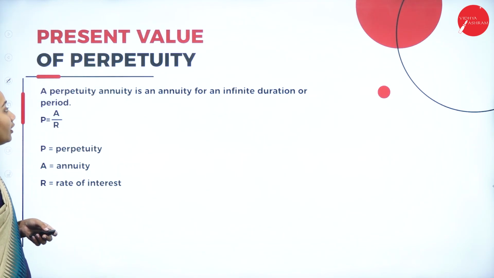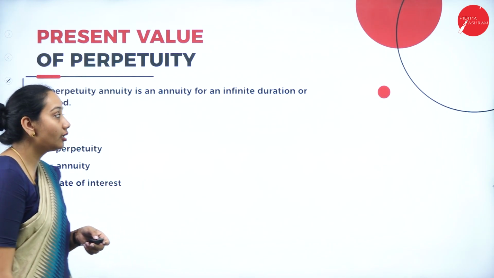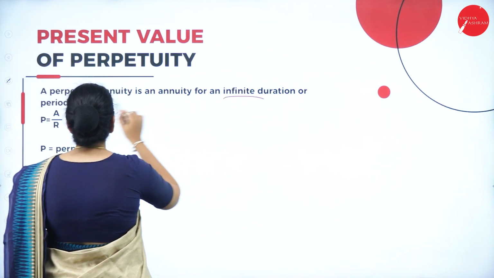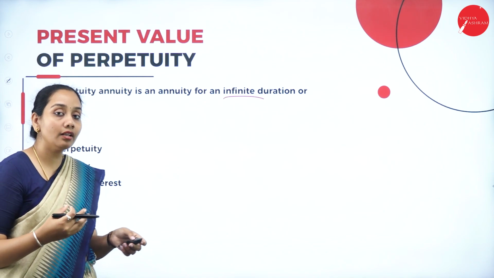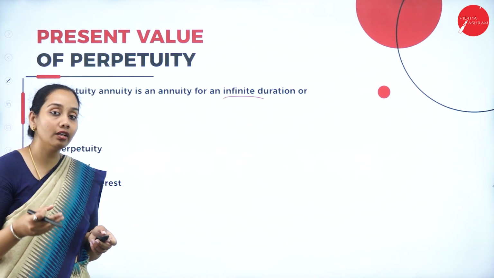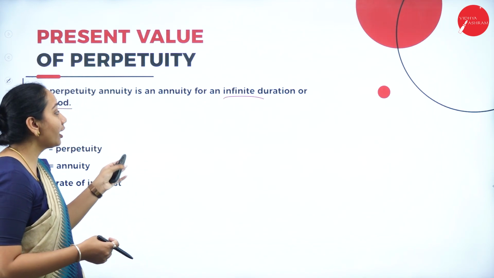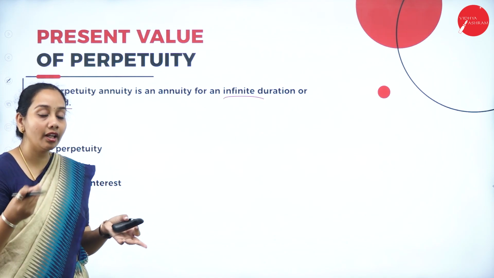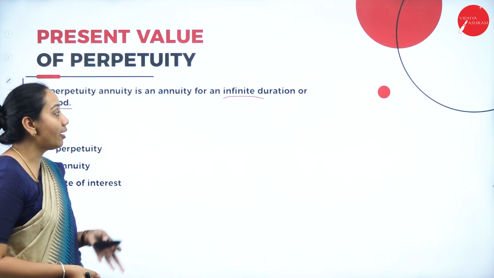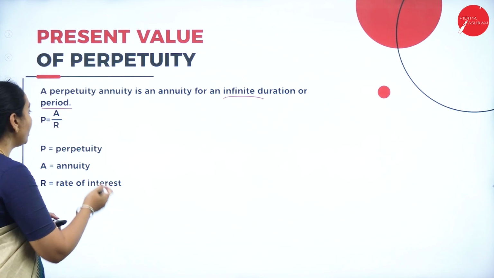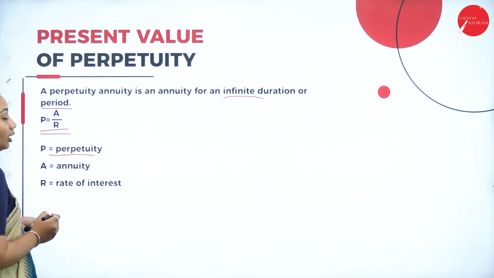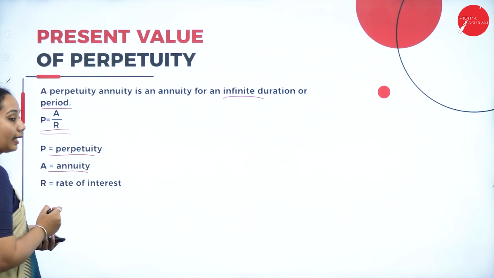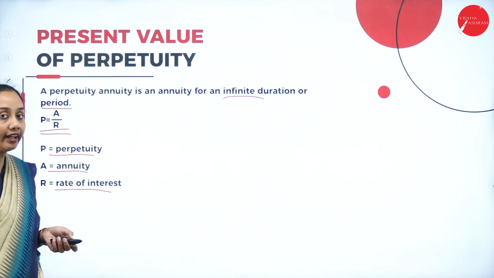So next is present value of perpetuity. So that means a perpetuity is an annuity for an indefinite duration of period. Till now we have seen questions where a maturity period was given in the question. But here that kind of annuity is not having the expected duration, but it is having infinite duration. The formula here is P is equal to A divided by R. So P is for perpetuity, A is for annuity, and R is for rate of interest.